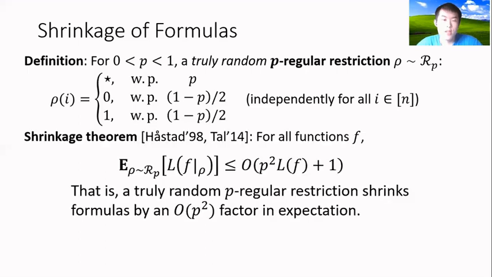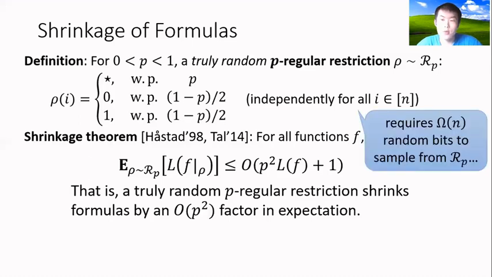There is a famous shrinkage theorem proved by Hastad and later improved by Tao, which says that a truly random p-regular restriction shrinks a formula by an order p-squared factor in expectation. This is an important theorem and is very useful in proving formula lower bounds. Here we notice that in order to sample a truly random restriction, it requires a linear number of random bits.